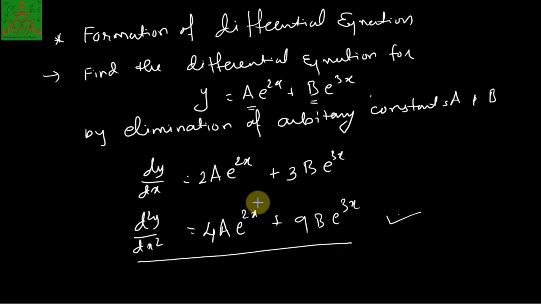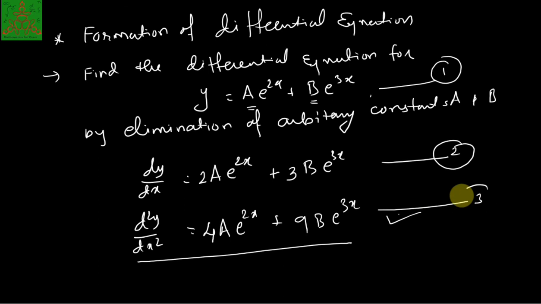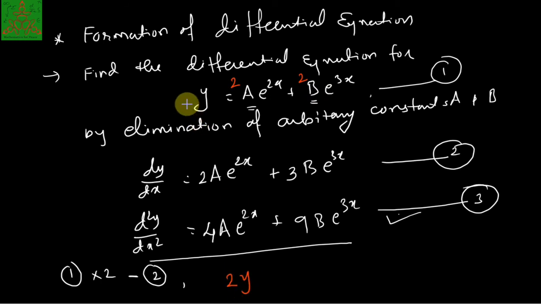So we now need to eliminate a and b from these three equations, that is the first equation, second equation and the third equation. From these three equations we need to find one differential equation which does not involve a and b. We multiply equation 1 by 2 and subtract it from equation 2. So if you multiply this equation by 2, the 2a e^(2x) cancels out and you are left with 2y minus dy/dx. This is 2b minus 3b, which will be minus b e^(3x).